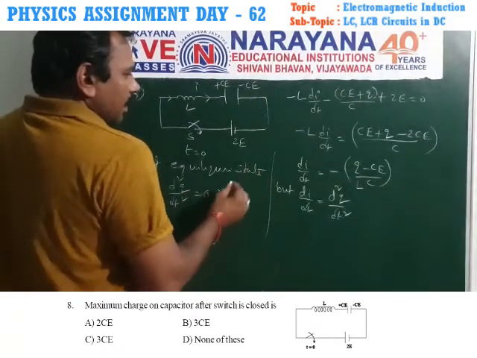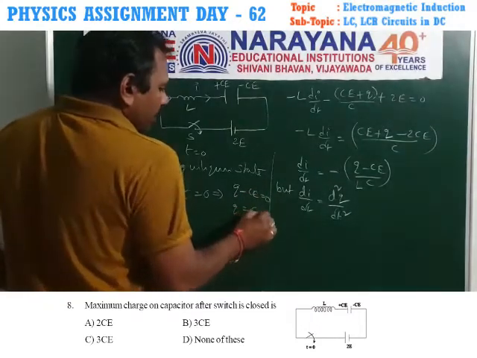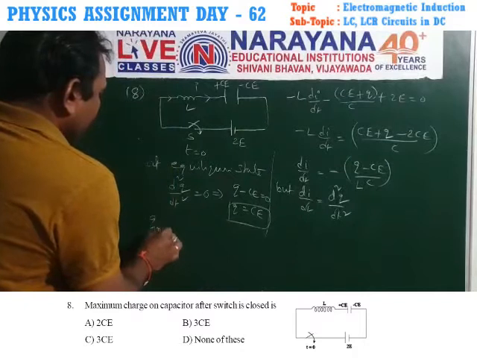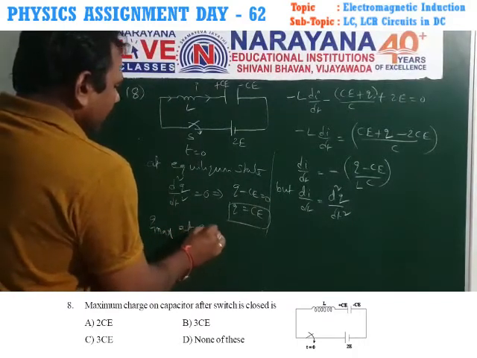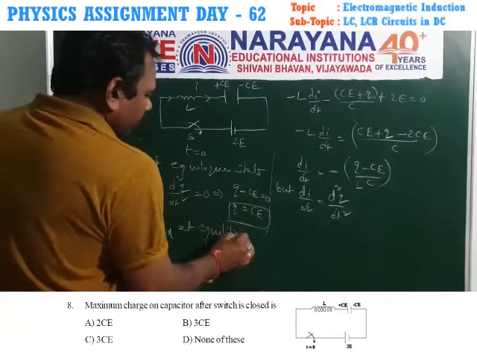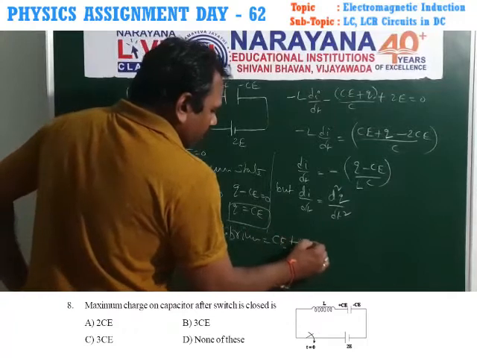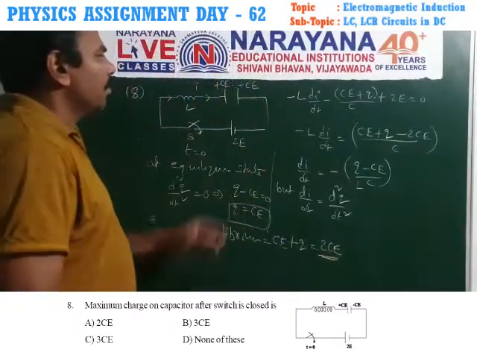So using this we have Q minus CE is equal to 0, Q is equal to CE. That is the additional charge. Therefore, the maximum charge on the capacitor at equilibrium state is equal to CE, already there, plus Q. Totally 2CE. It is the maximum charge stored on the capacitor.